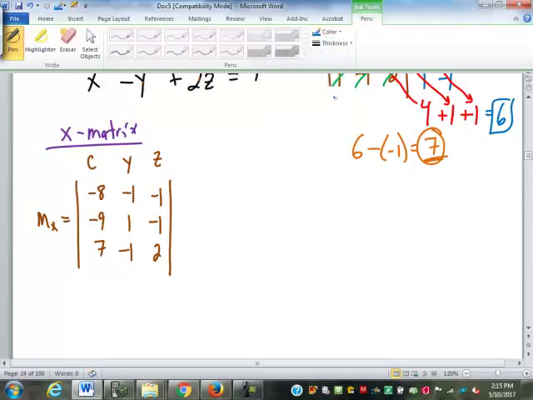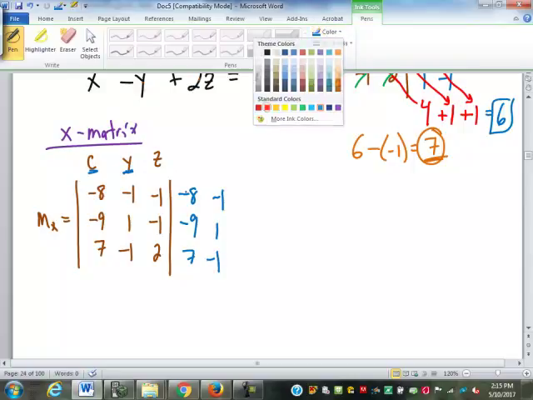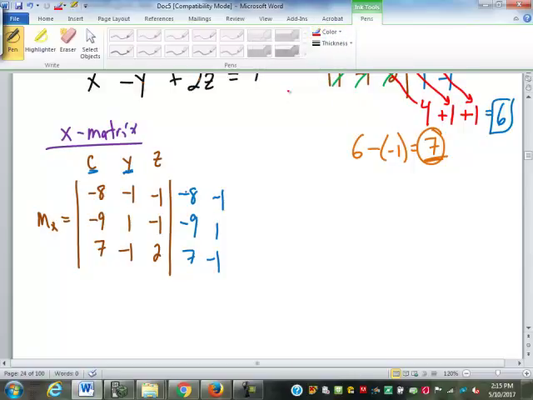Now, again, I'm going to rewrite the first 2 columns. So here I'm going to repeat this column, negative 8, negative 9, and 7. Then I'm going to repeat this column, negative 1, 1, and negative 1. So now I'll do my down diagonals. Now, with the constants in there, they're a little bit bigger numbers, so this is going to be a little bit larger numbers multiplied out.